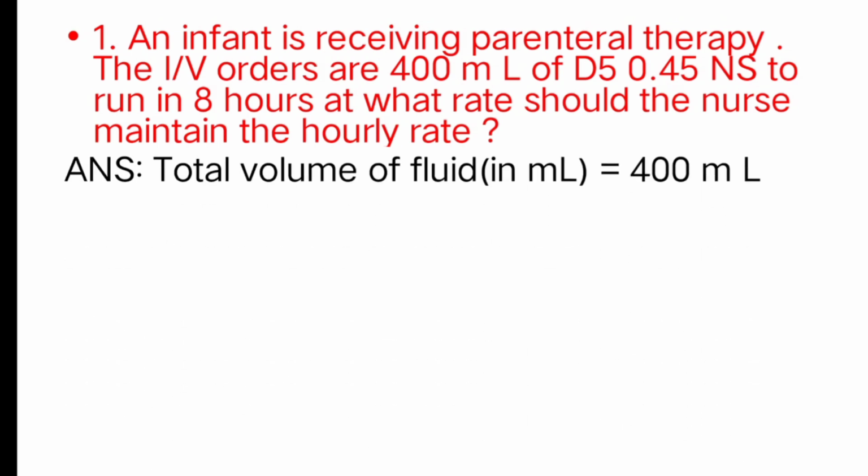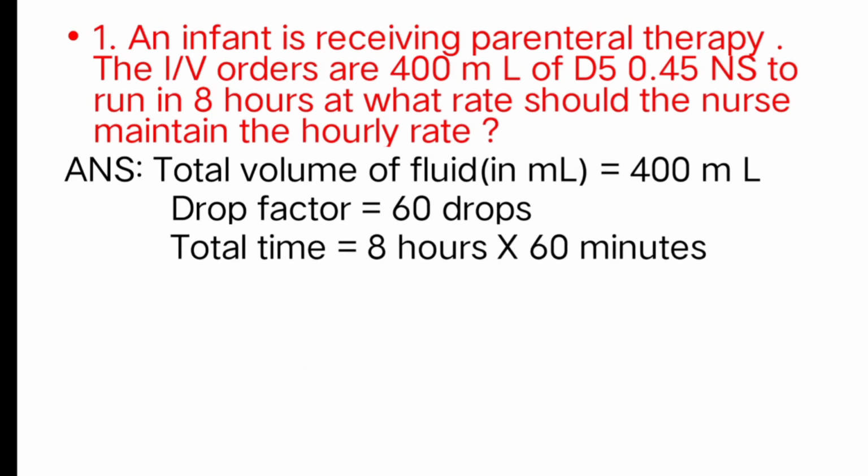Here the total volume of fluid is 400 ml. Next, we have to see the time over which we give the fluid, which is 8 hours, and the drop factor is 60 drops. From the question itself we have to understand that an infant means pediatric, so we use the drop factor of 60 drops. The total time is 8 hours. To convert into minutes, whatever hours they have given, we multiply by 60 minutes, so it is converted into minutes.